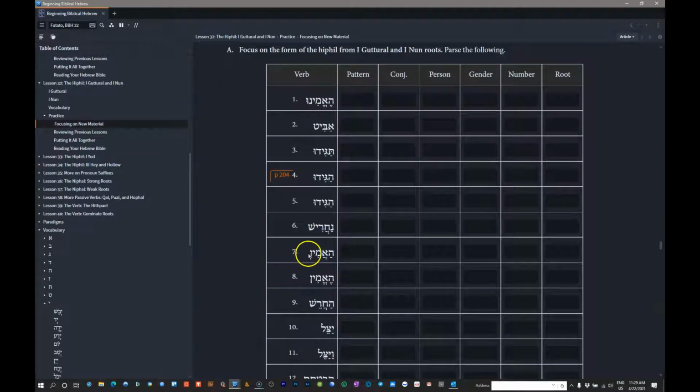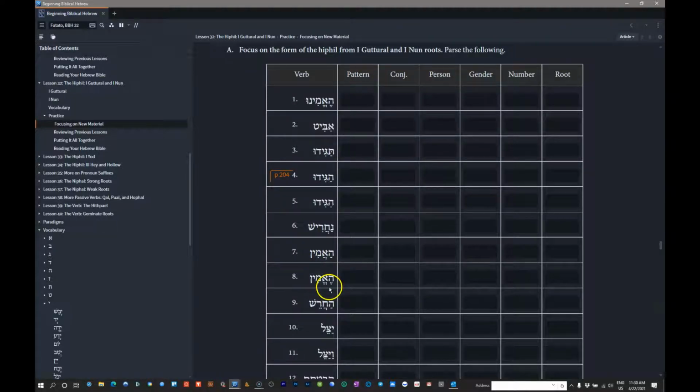Number 7 here, we've got a hireq yod infix. We've got a patach prefix with no prefix letter. It's just the hey. So again, we're thinking imperative or infinitive, the imperfect family that doesn't have a prefix. Because we have no suffix, the imperative would be tsere instead of hireq yod. So this must be the infinitive construct form. This is hiphil infinitive construct from aman.